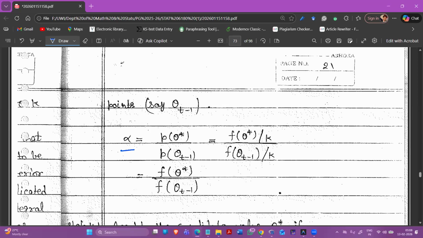Okay, and you need to put the value here. Suppose you are going to start and you want to generate theta 2. You want to use theta 2, and theta 1 is your current value. So that is your theta star, and that is your theta t minus 1. So you will compute this ratio: p theta star divided by p theta t minus 1. That will be equal to f theta star divided by k and f theta t minus 1 divided by k. So k will cancel out here, so you don't need the k also here.